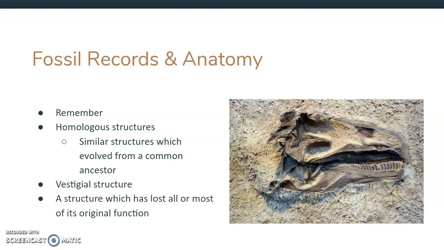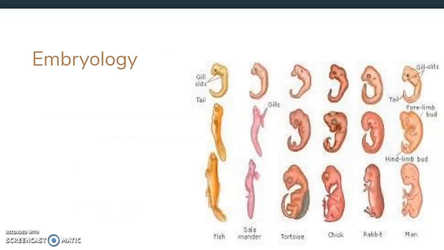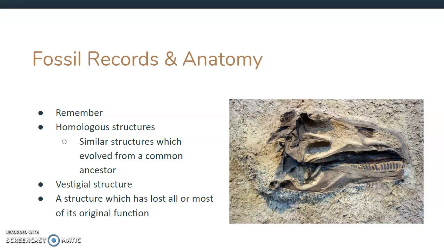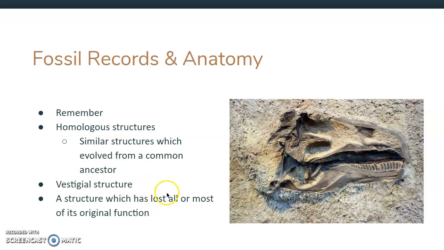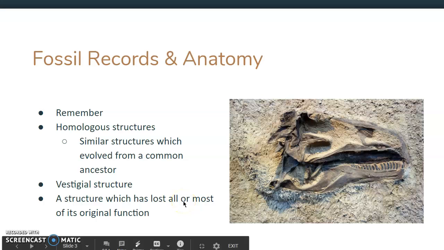Then we have a vestigial structure, which is a structure that has lost all or most of its original function. The legs we just saw on the whale on the slide are a great example. Those legs are still there. It still has the bones to have legs, just no actual use for them. So this can prove evolution because we can see a change in the structure over time.